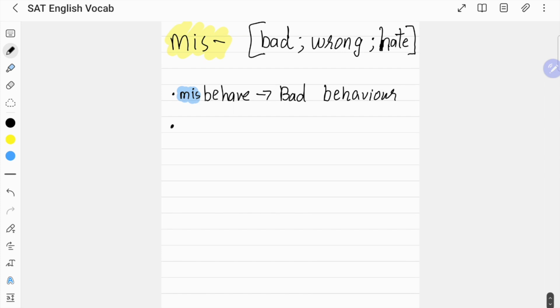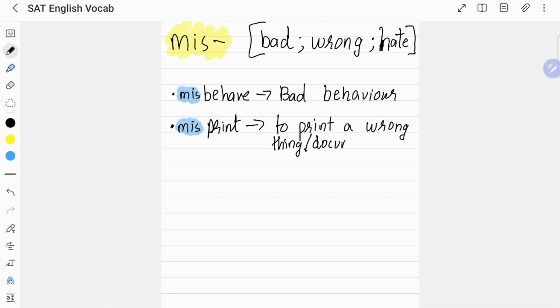Another word is misprint. Let's say you wanted to print something out and you printed the wrong file. So that means you misprinted something. So to print a wrong thing or document.